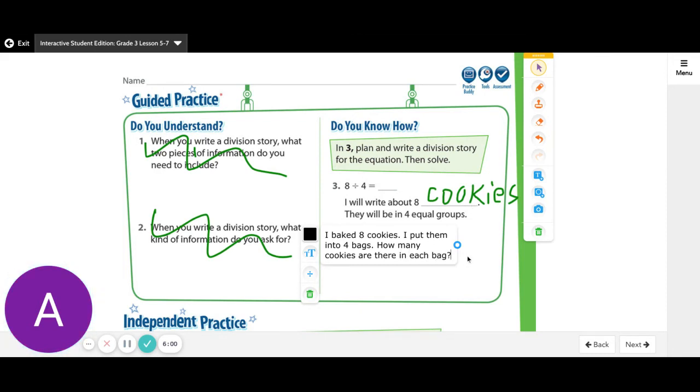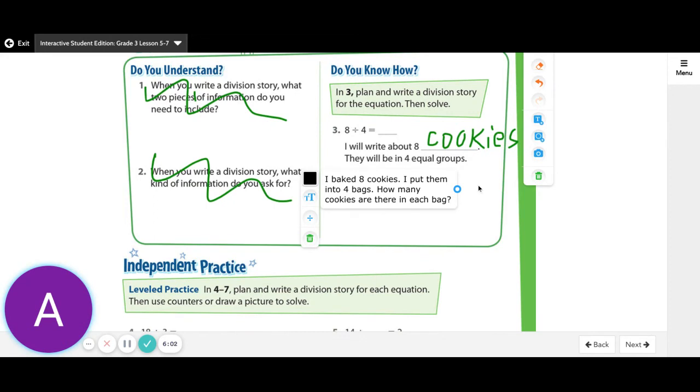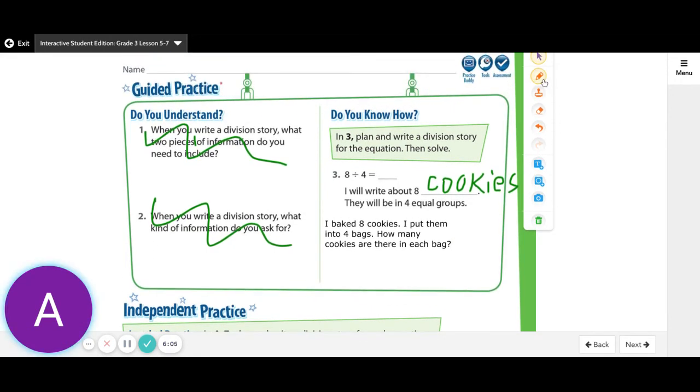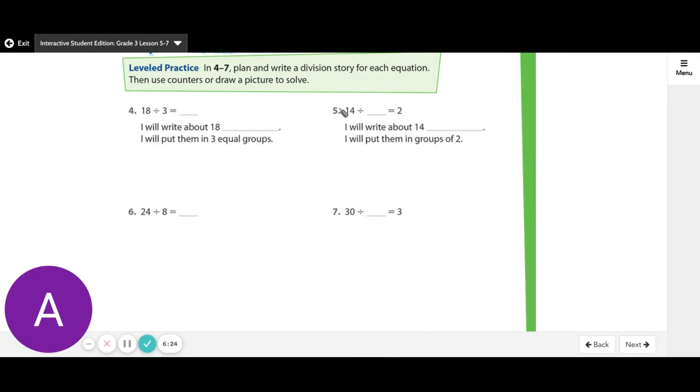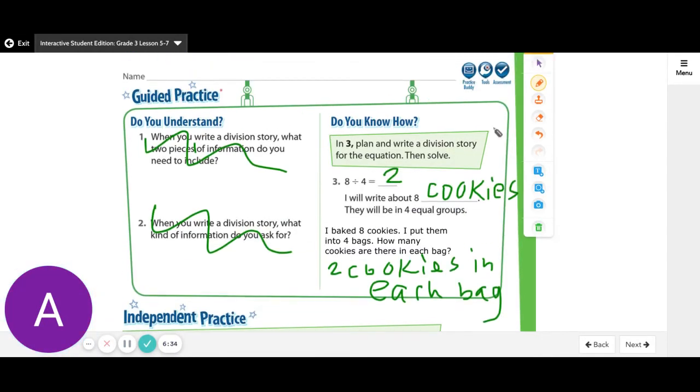So this one, we know there are 4 groups. We're trying to figure out how many in each group. I know 8 divided by 4 is 2. So I know that there will be 2 cookies in each bag or each group. So this one, we're finding how many in each group because we know that there are 4 groups. Let's look at number 4 and 7. We want to write and plan a division story, use counters, or draw a picture to solve. So we'll draw a picture for today.